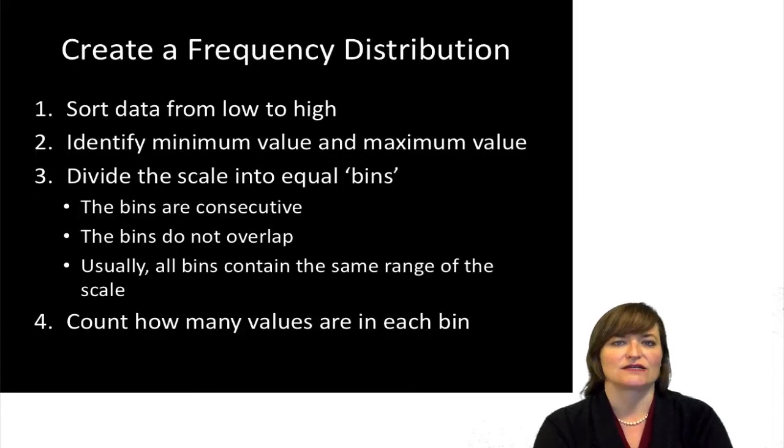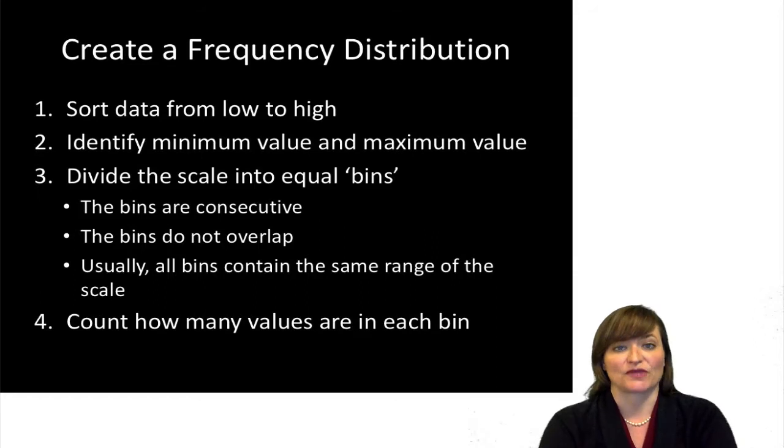Before we edit that histogram, let's think about the steps that Google Docs must have taken in order to create that histogram. Let's walk through how we would do that by hand, just in case you ever have to. To create a frequency distribution, to create that histogram, you're going to need to do 4 steps. You're going to sort the data from the lowest to the highest. You're going to look at what the lowest value, the minimum value is, look at what the highest value, the maximum value is. That's going to give you the whole range of the data.